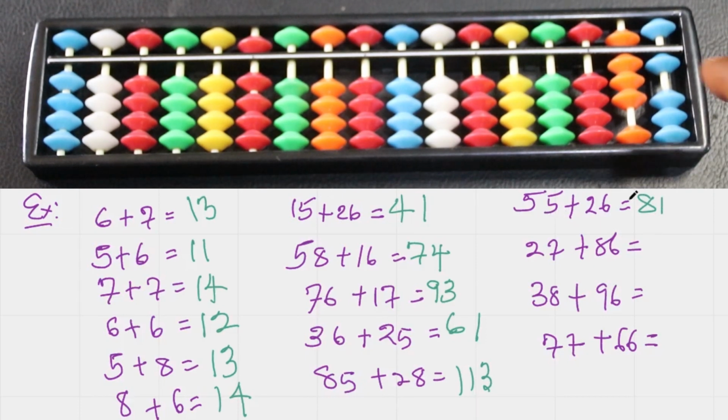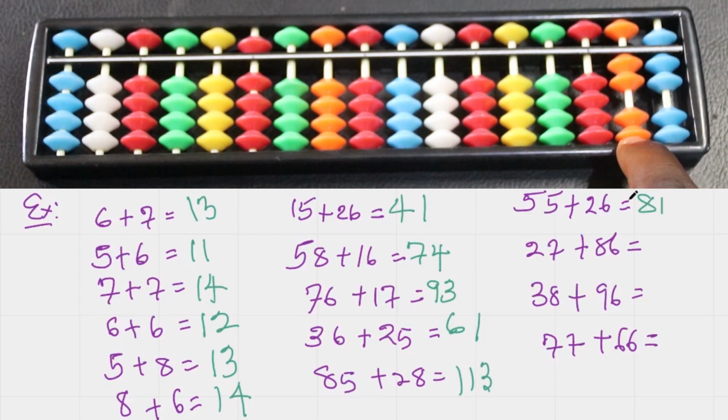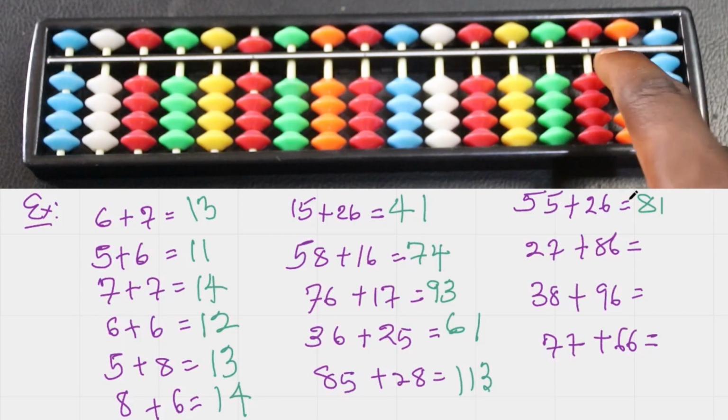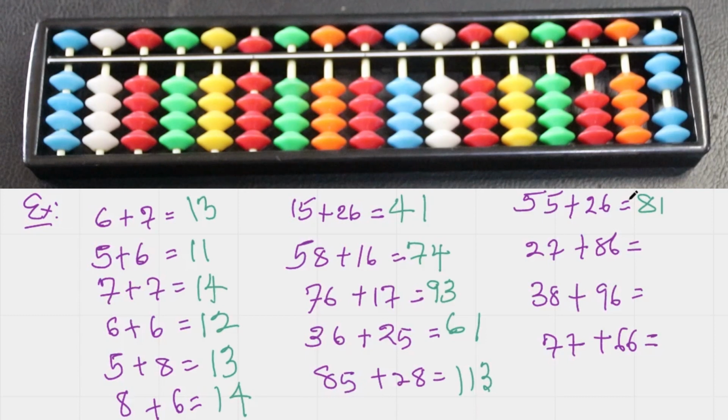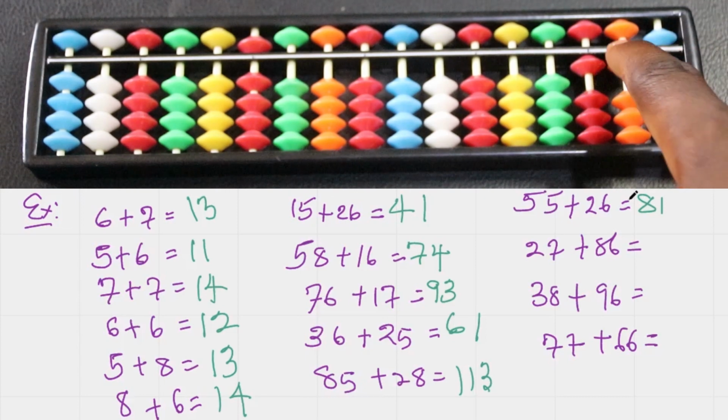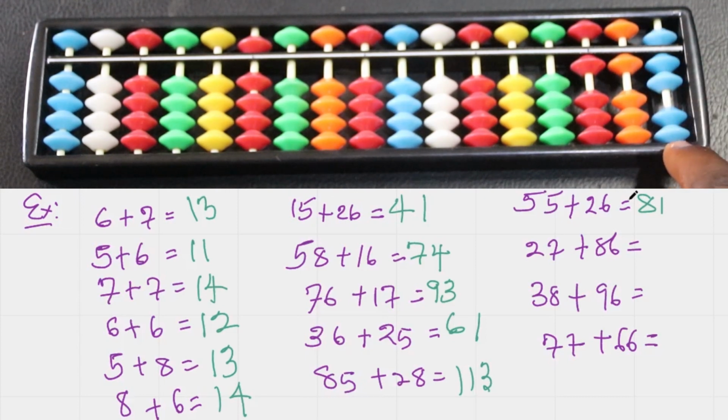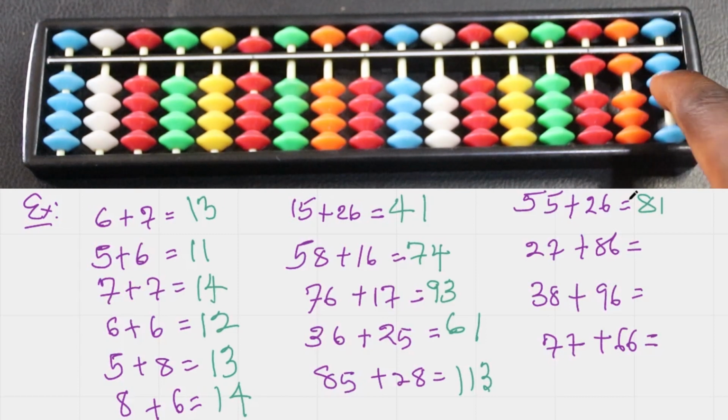27 plus 86. Let's go. So I want to add 8 here. To add 8 here, I need to add 10 and subtract 2. Beautiful. I want to add 6 here. To add 6 here, I need to add 10 and subtract 4. To subtract 4, I need to subtract 5 and add 1. Beautiful. 1, 1, 3.